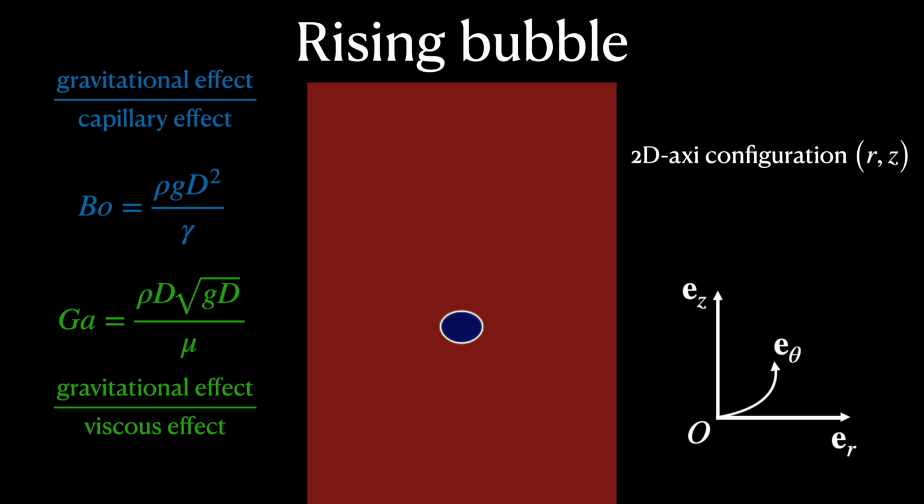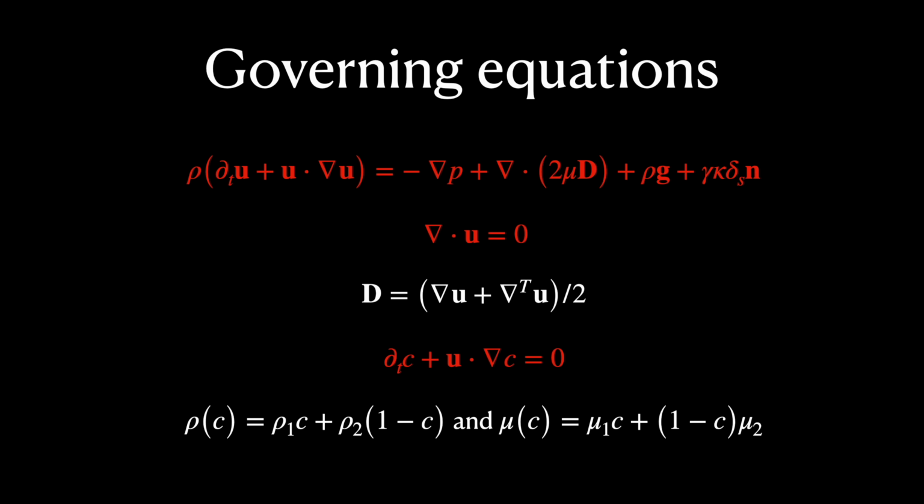To simulate this problem, we need to recall some governing equations. So in red, the first equation is the Navier-Stokes, with the second one also, where D is the deformation tensor. So U is the velocity field, P the pressure field, mu the dynamic viscosity, rho the density, G gravity. The last term in the first equation, with gamma, kappa and delta, is the surface tension. So this term allows us to include the surface tension as a force directly in the Navier-Stokes equation.